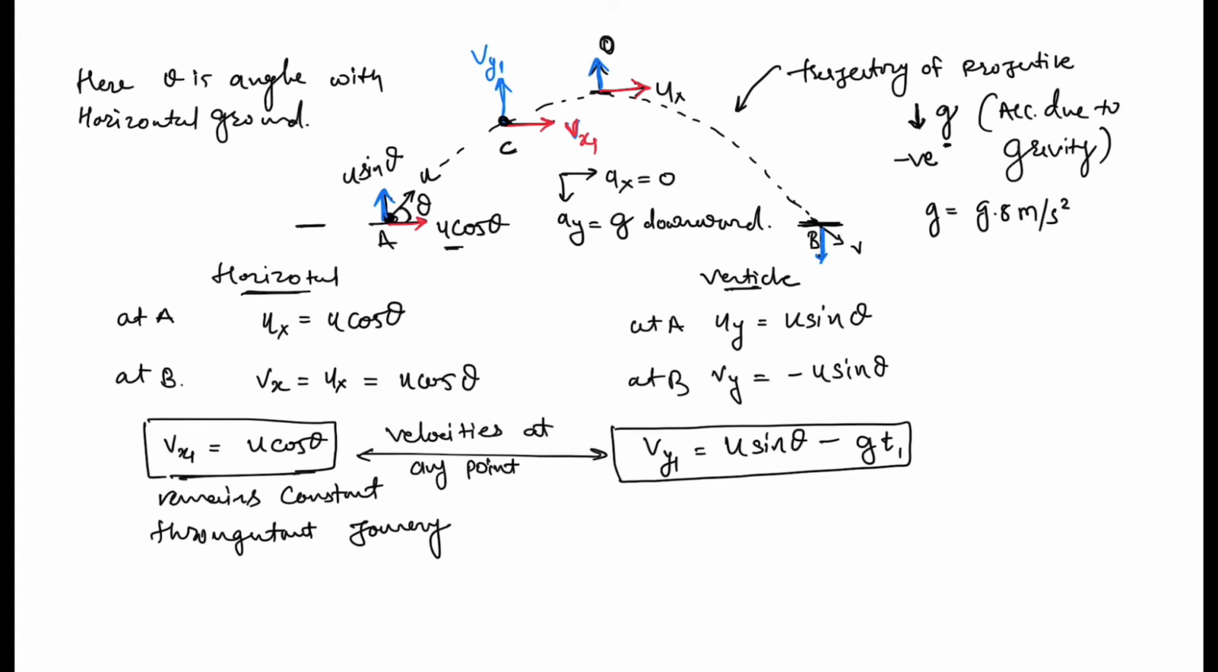Okay, now we focus on velocities at point D. Here it is D point, at maximum height. Vy2 is equal to 0, and Vx2 is the same, u cos theta. Okay, you should write this.